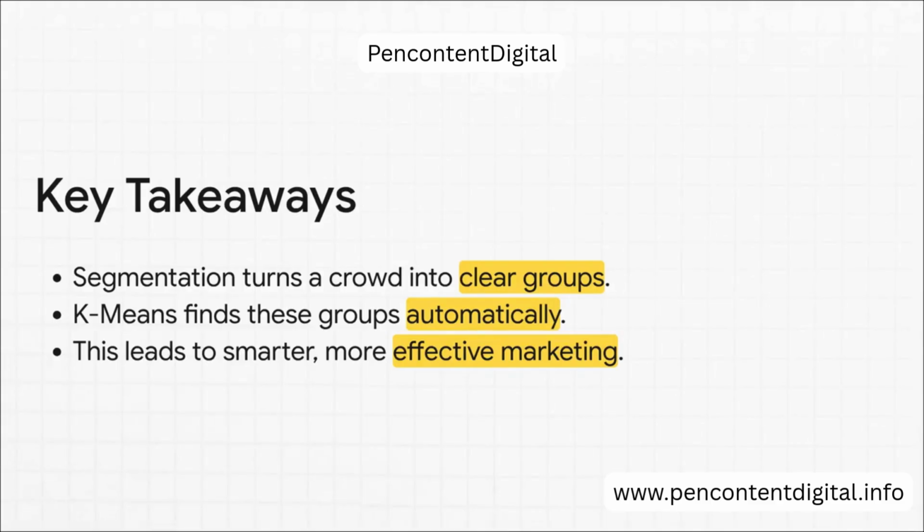So let's just sum this all up. Customer segmentation is the strategy that stops you from shouting at a crowd and lets you start having real conversations with clear groups. K-means is the amazing tool that finds those groups for you, automatically, using real data. And the result? It's smarter, it's more efficient, and it's way more effective marketing.